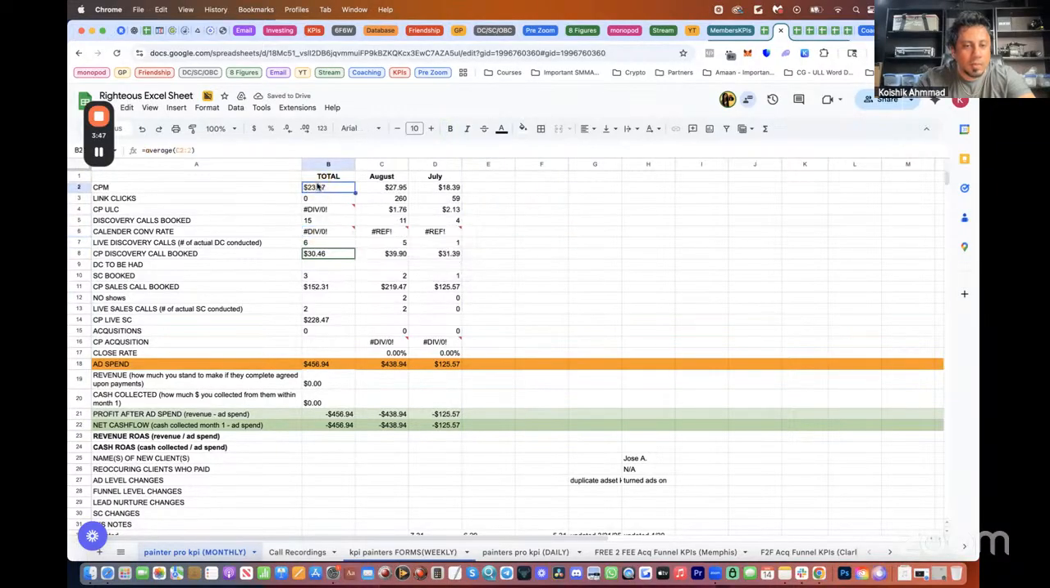Let me just make sure the numbers are good. CPM, link clicks equals sum, parentheses. Discovery calls. So your discovery calls 15, counter conversion rate.